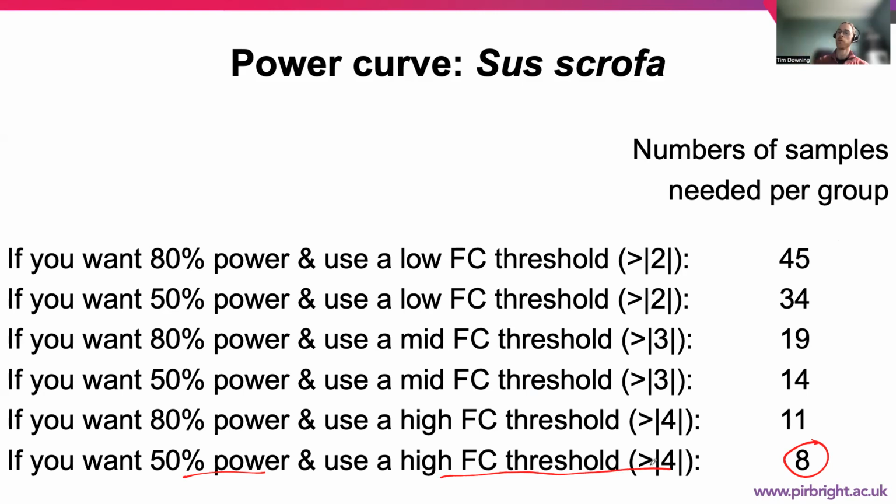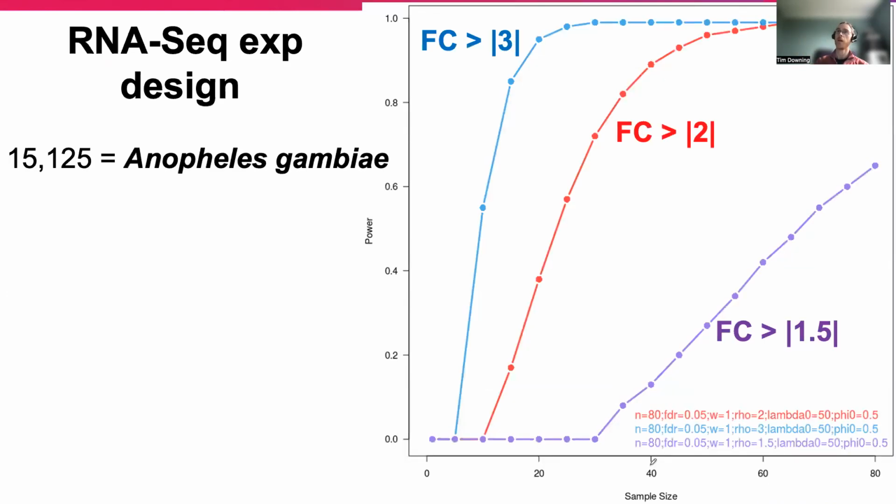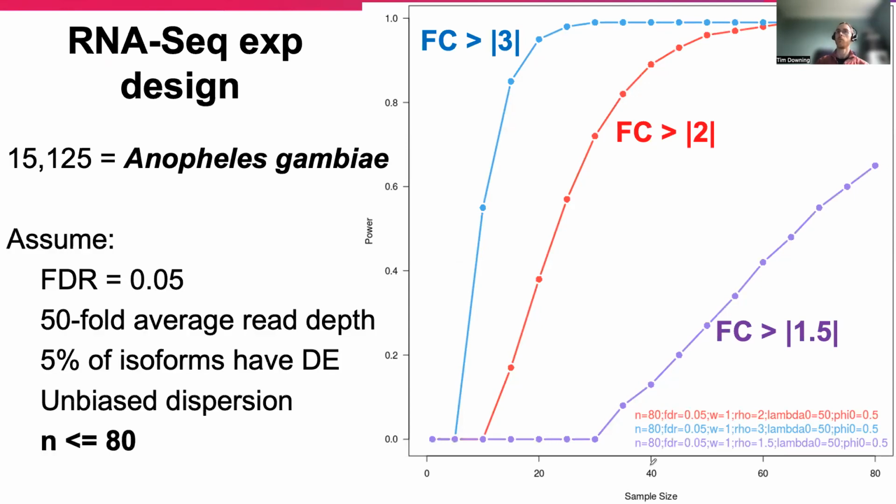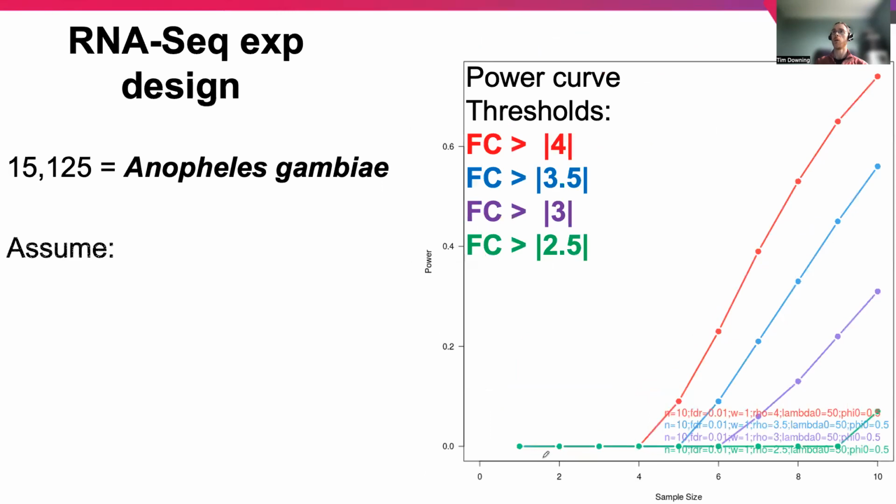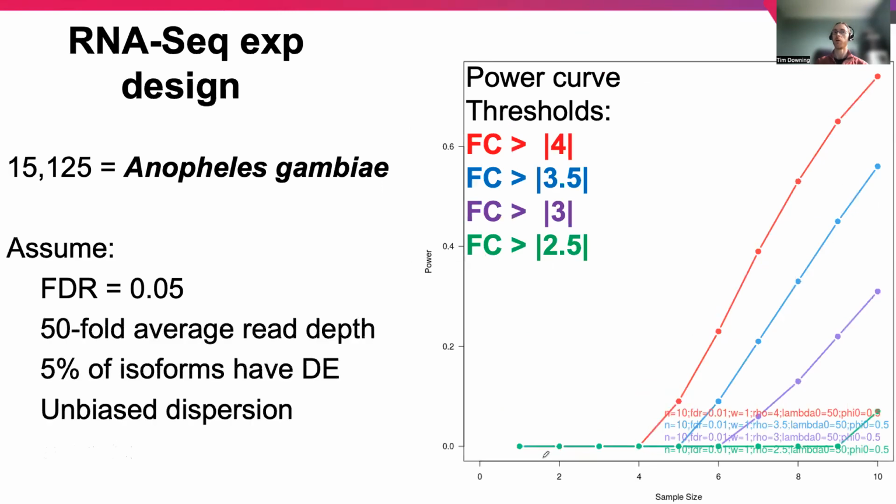In contrast, if we look at a vector species like Anopheles, which has 50K isoforms, our power will be a bit better. So here, when we look at about 50%, we're looking at here, 25-ish. If you were to look at the low sample number options, you can see that if we look at 50% power for a fold change of greater than 3.5, we're looking at 9 samples. If we want 50% power for a fold change threshold greater than 4, we're looking around 8 samples.